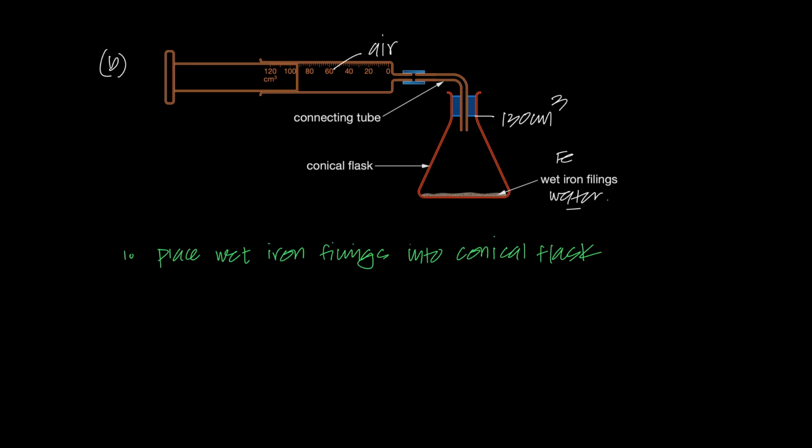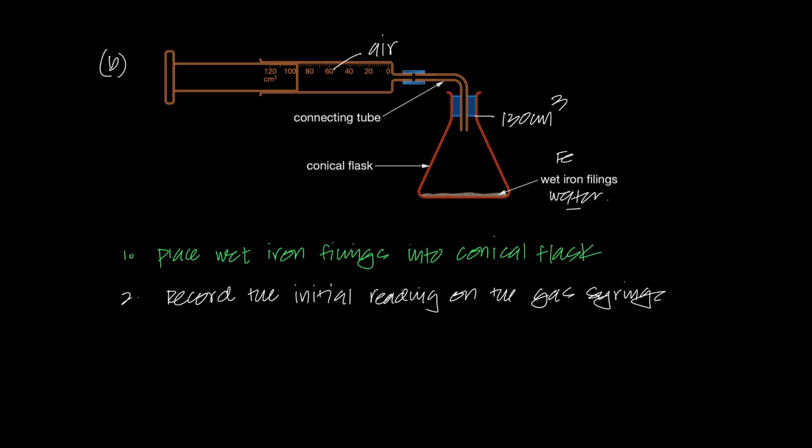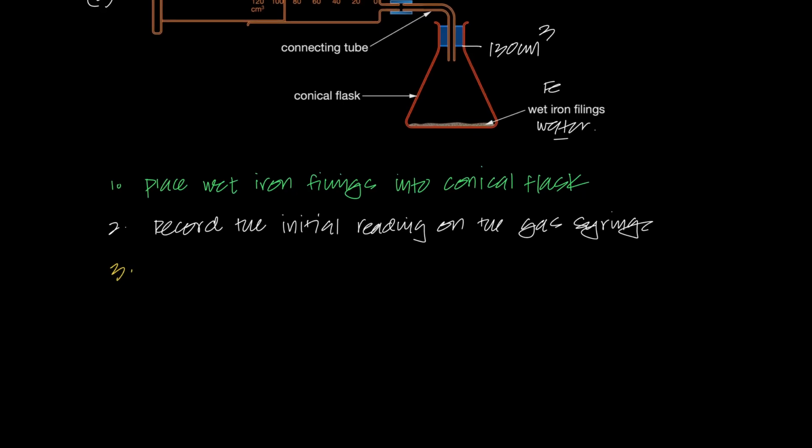So what you're going to do is place wet iron filings into the conical flask like so, and then record the initial reading on the gas syringe. That will be the reading of the volume of air that you have. And then you're going to leave the apparatus for about one week, until the reading on the gas syringe stops changing.